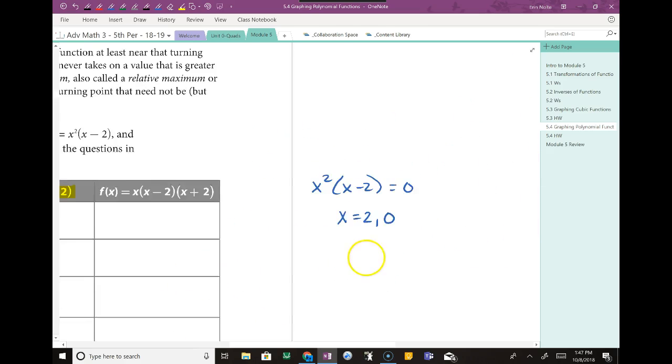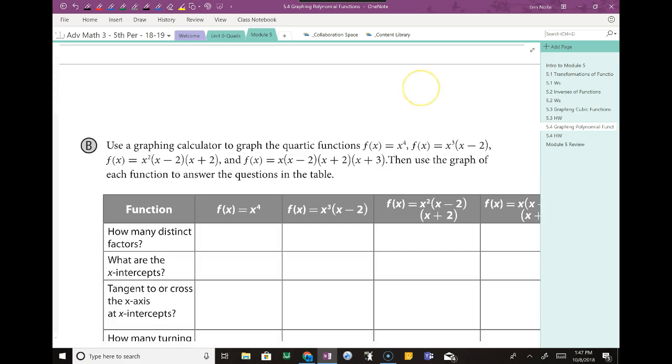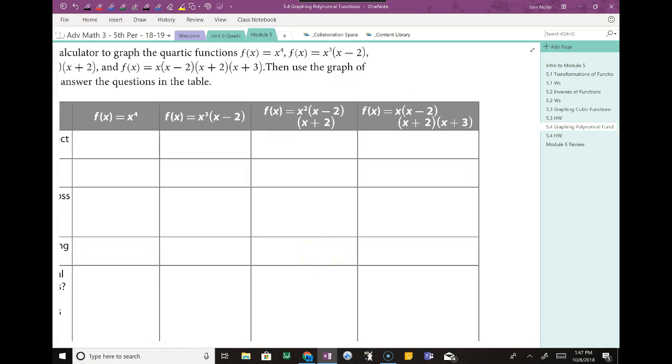Okay, so let's see. Do you guys feel pretty confident with this, or should I pick one of these and we can do an example and see if you got it?